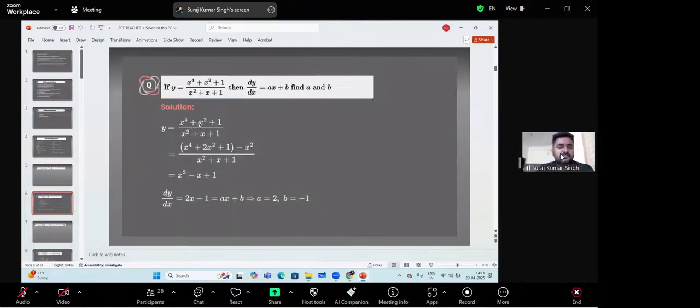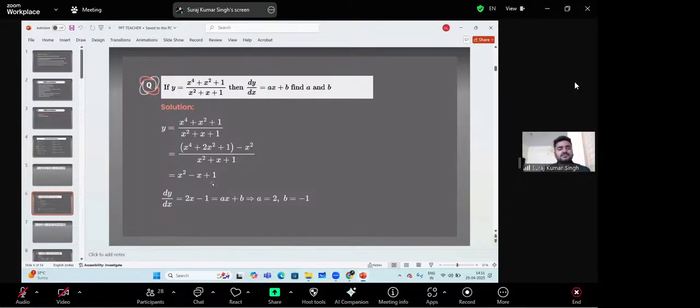You see, x to the power 4 plus x square plus 1. I can write this x square as 2x square minus x square, right? And here I am giving the bracket: x to the power 4 plus 2x square plus 1 minus x square. So this is coming x square plus 1 whole square, and now it is a square minus b square. So I can write a square minus b square as a plus b and a minus b. So it will come x square plus x plus 1 in one bracket, and x square minus x plus 1 in the other bracket, and one bracket will cancel out with the denominator. Therefore I get the value of y equals x square minus x plus 1, right?